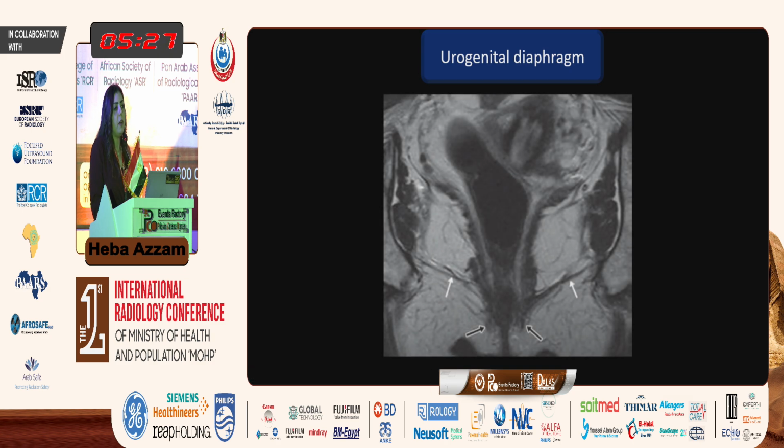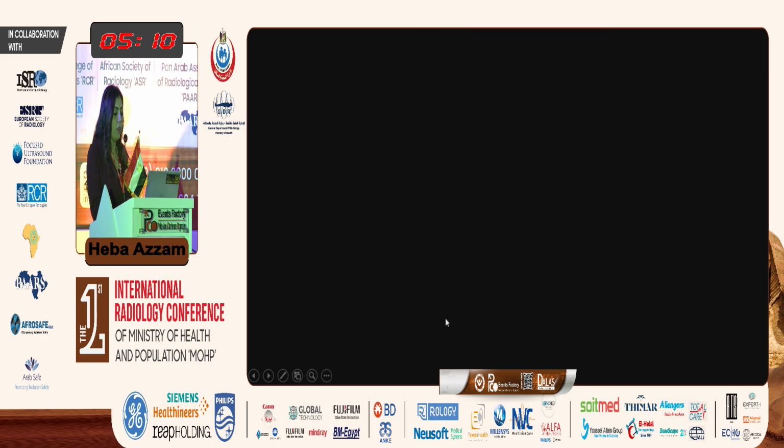The urogenital diaphragm is the lowermost layer of the pelvic floor. It's the hypointense structure we're seeing here, pointed to by the white arrow. It covers the anterior portion of the urogenital hiatus and aids in the continence mechanism of the urethra.